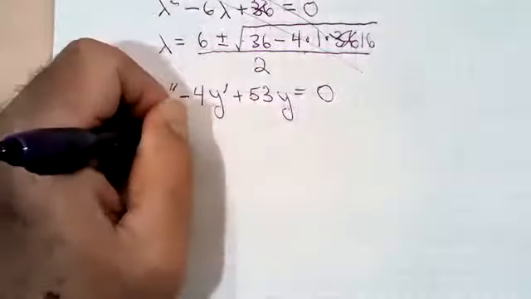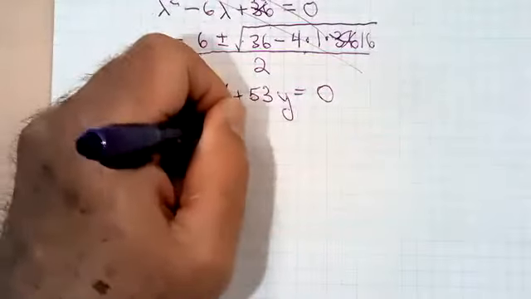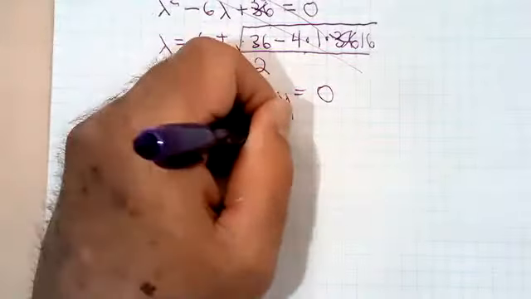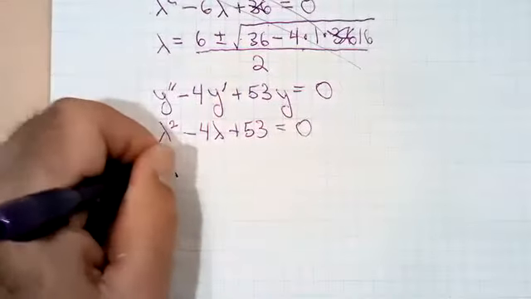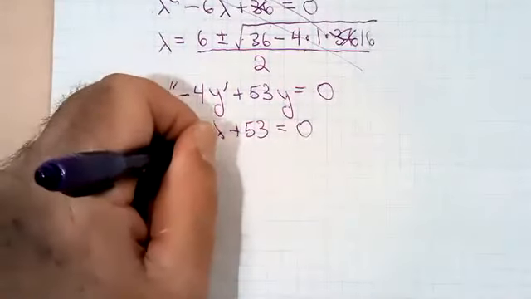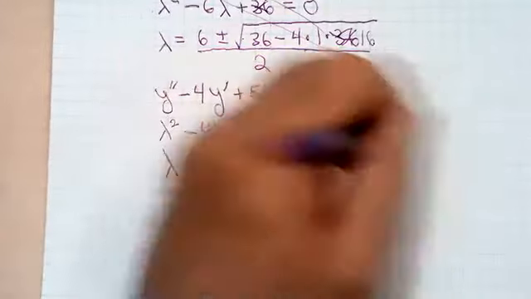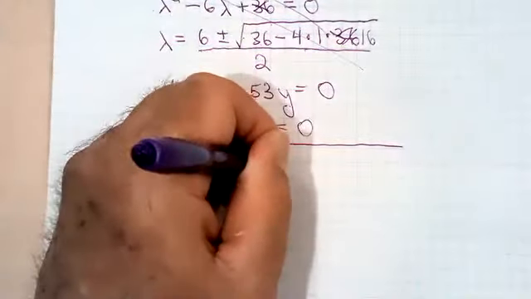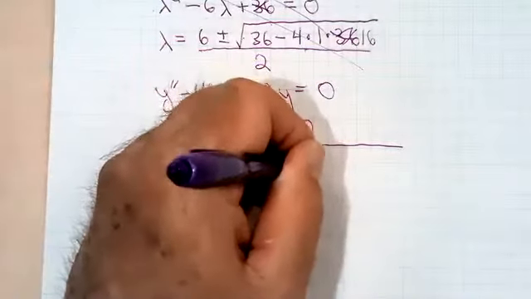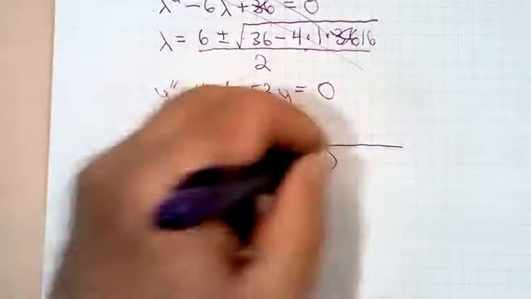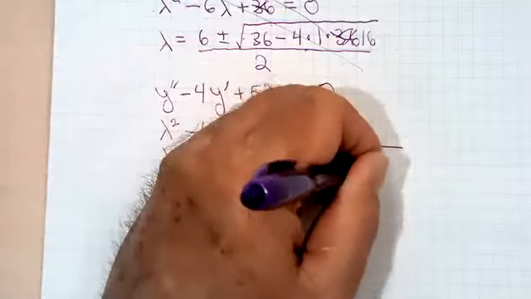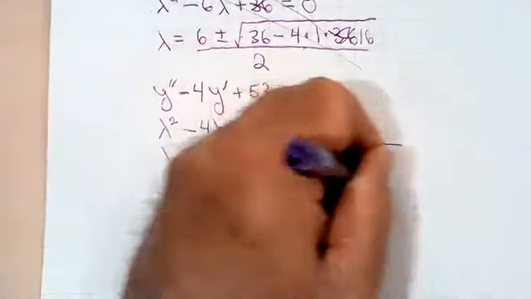Lambda squared minus 4 lambda plus 53 equals 0. Lambda equals negative b, which is 4, plus or minus the square root of b squared, 16, minus 4 times a times c, 53, all over 2 times a.